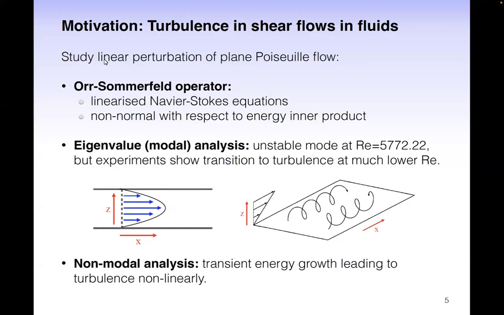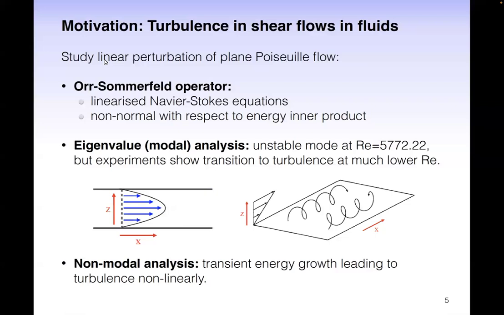And essentially using that analysis, they showed that one can have transient energy growth in the perturbations, and that energy growth was substantial enough to trigger turbulence at the nonlinear level. So the reason why turbulence sets in much earlier is because of transient effects.